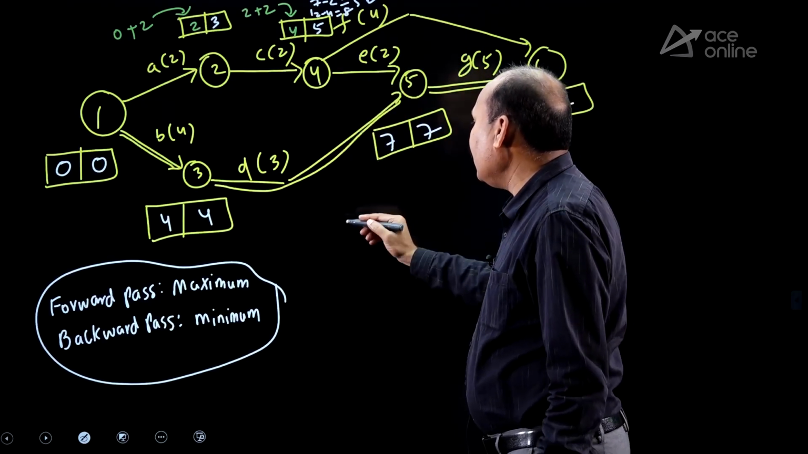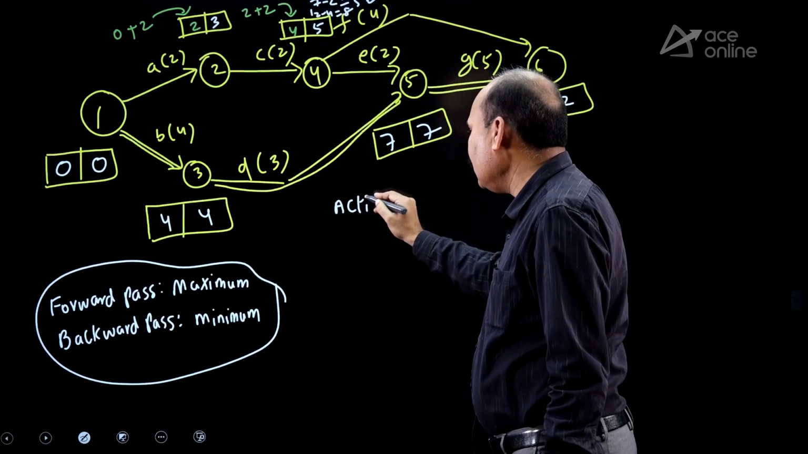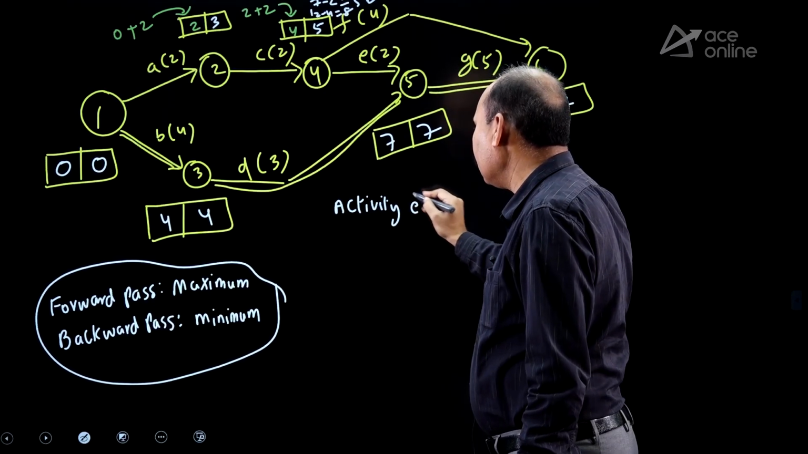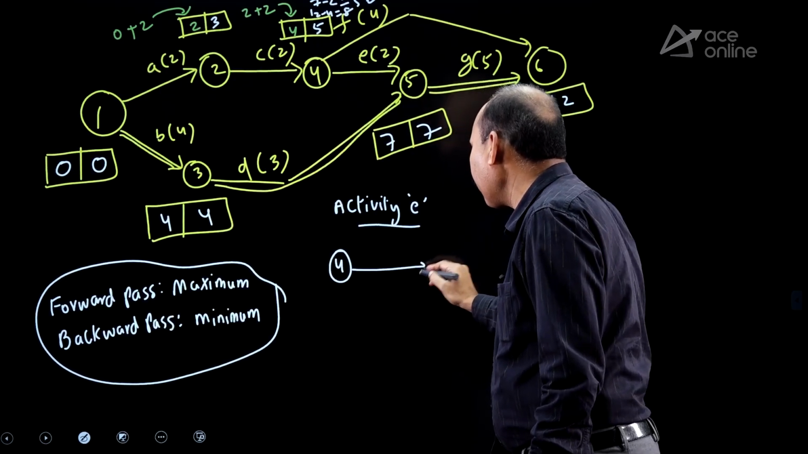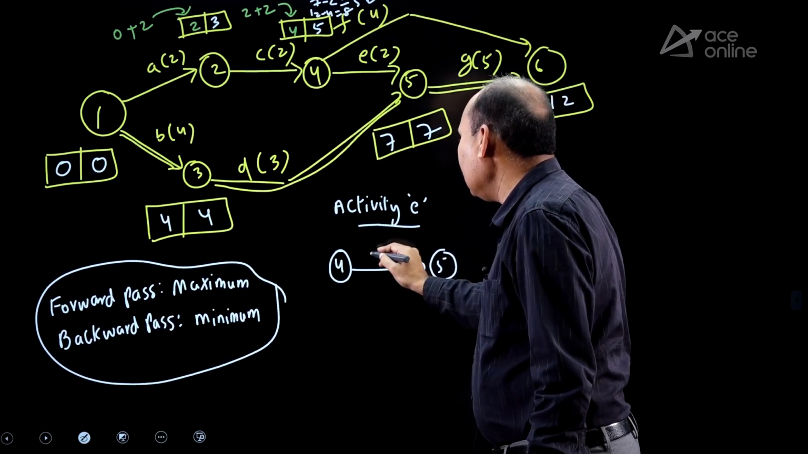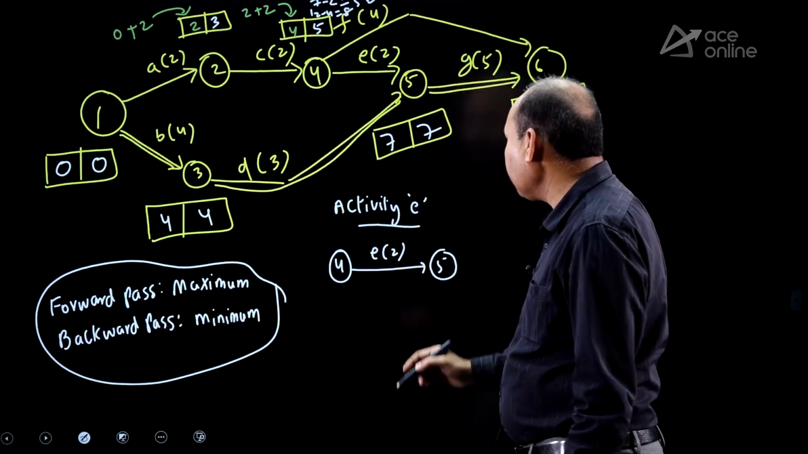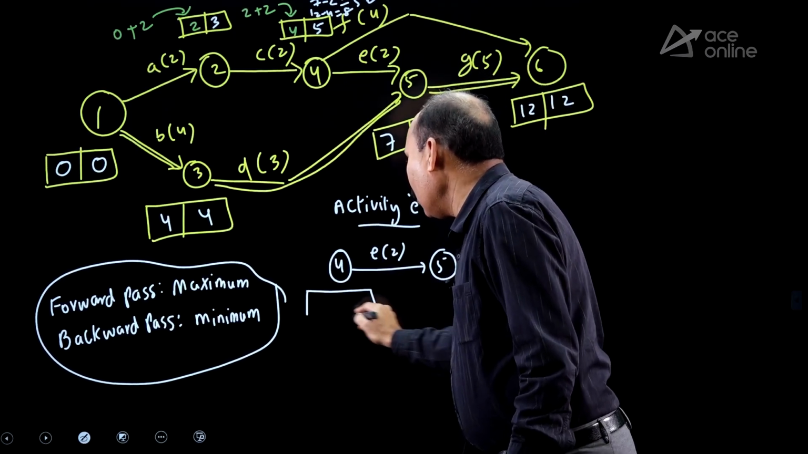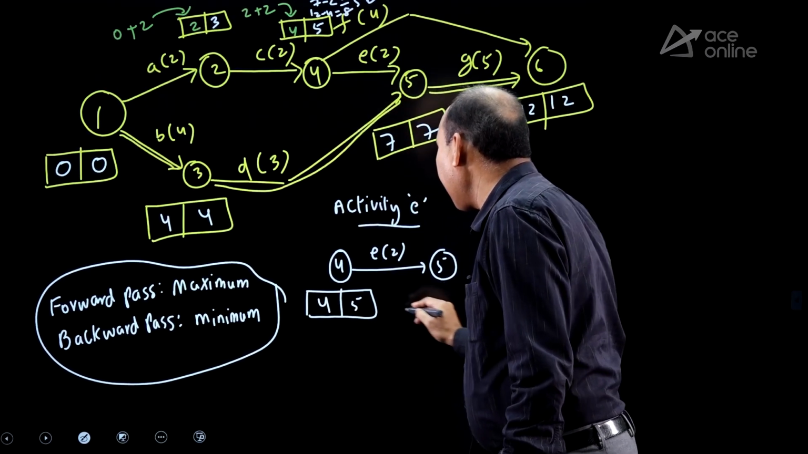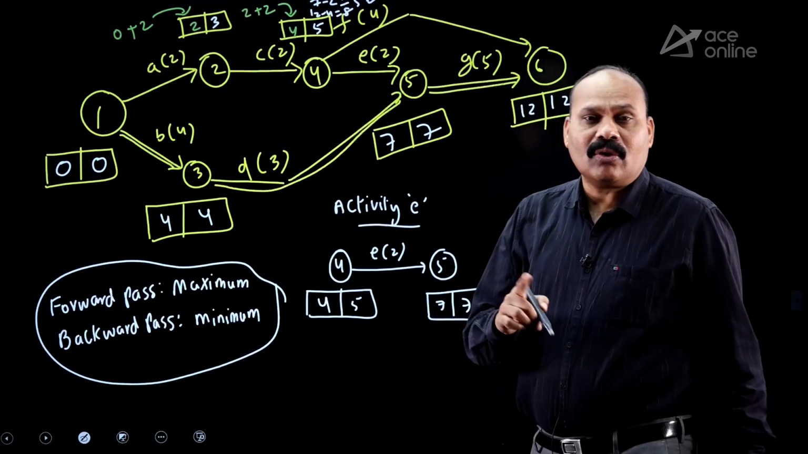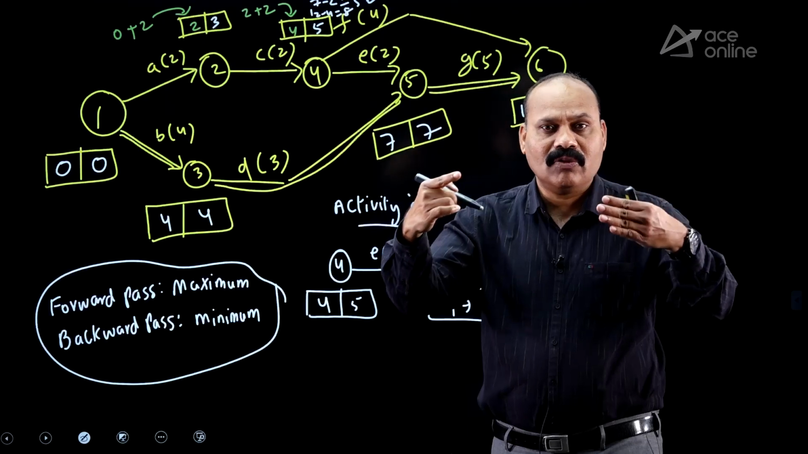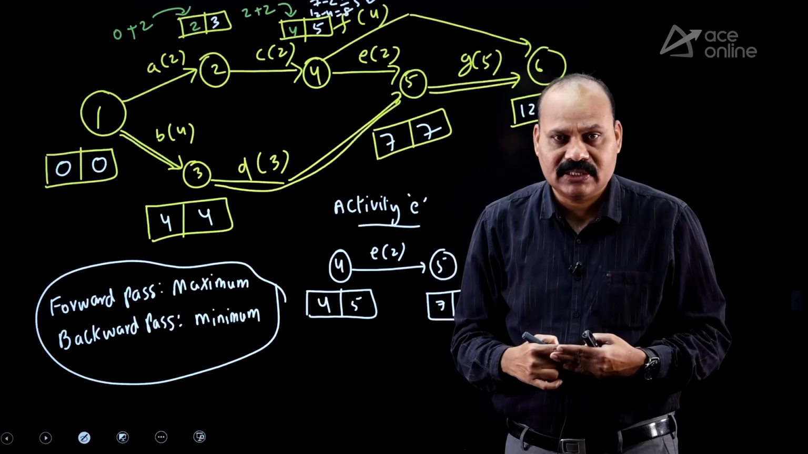EF, activity E, 4 to 5. E duration 2, 4, 5, 7, 7. Okay, once you go through the total float, free float, independent float definitions.